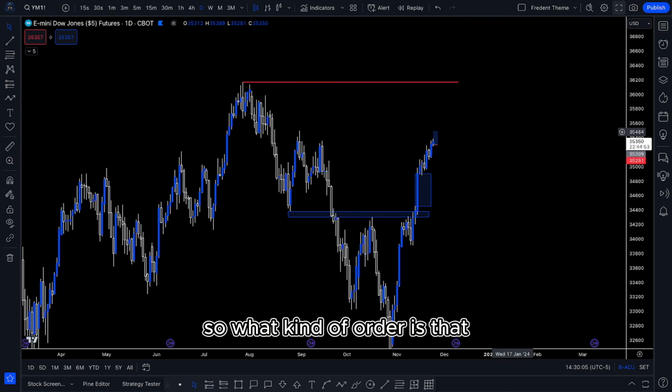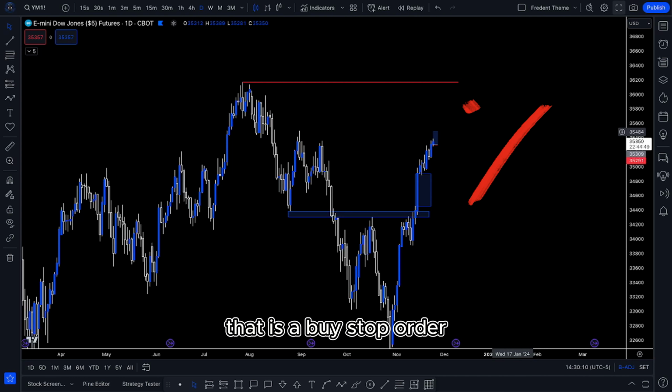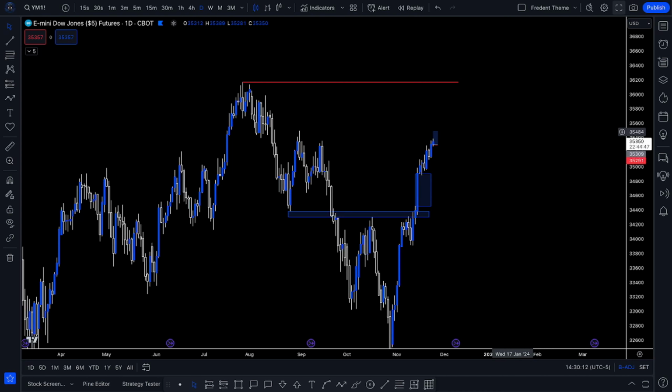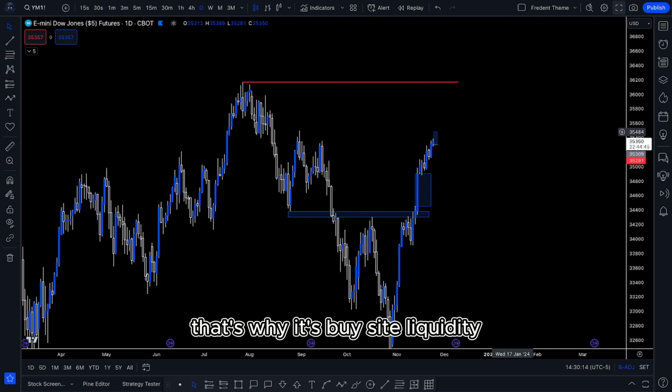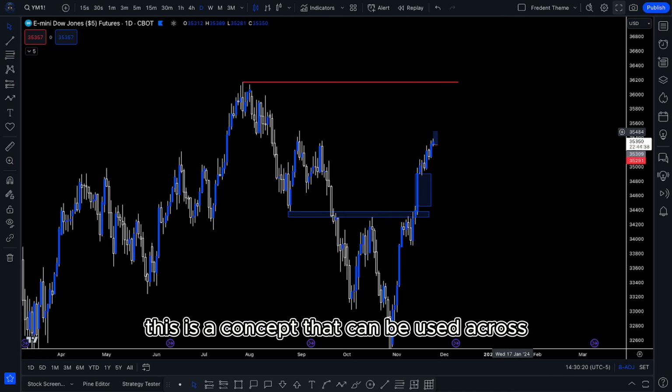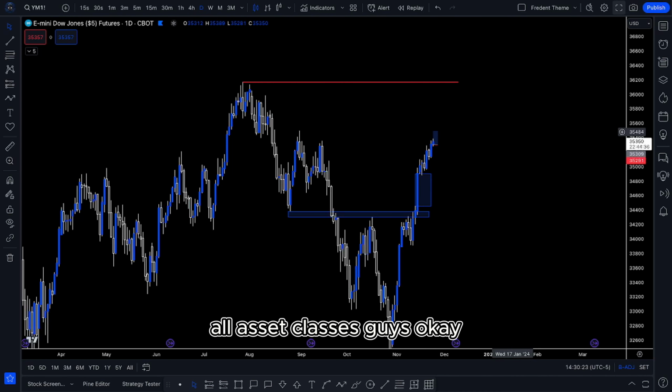So what kind of order is that? That is a buy stop order. That's why it's buy side liquidity, because you're buying orders back, buying shares back, buying contracts back. This is a concept that can be used across all asset classes, guys, okay? Buy side liquidity above, sell side liquidity beneath.